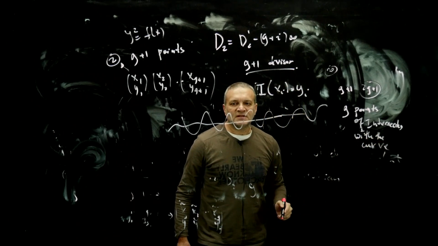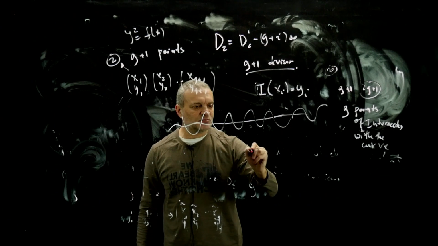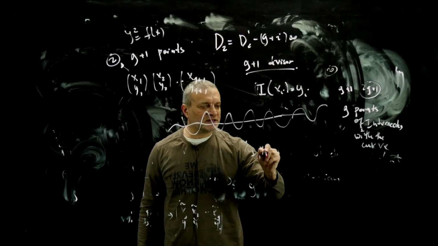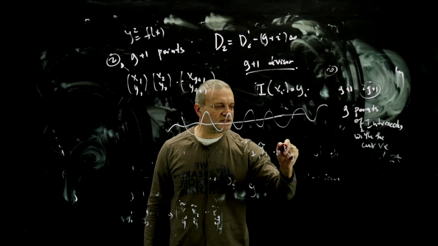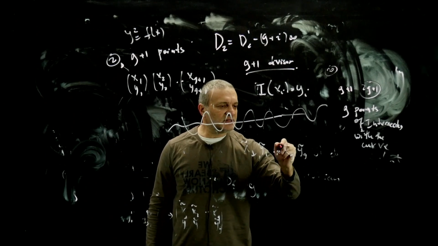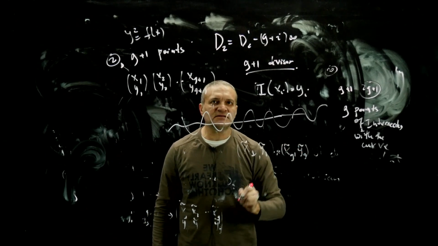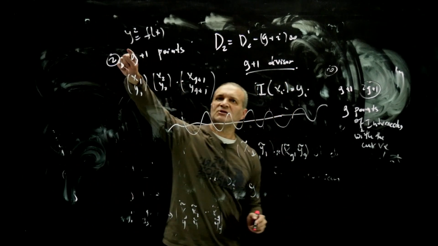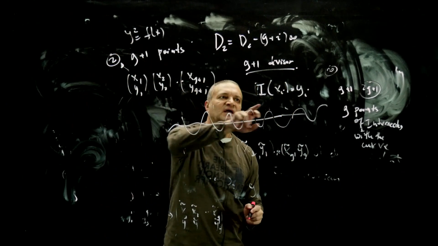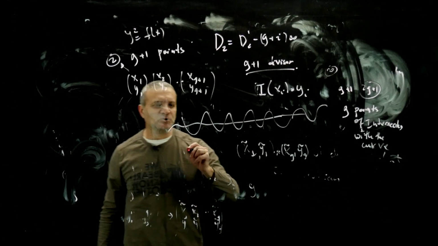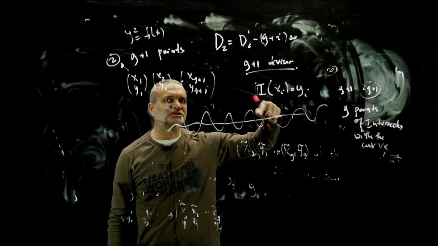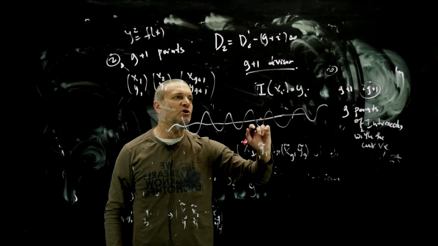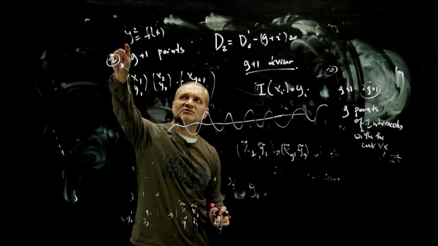Okay? So let's say that those points are x1 tilde, y1 tilde, up to xg tilde, yg tilde. Now, how can you find them? Well, it's actually very easy. You take this interpolation polynomial, which in this case is just a Lagrange interpolation polynomial, no problem at all, and you substitute it instead of y.